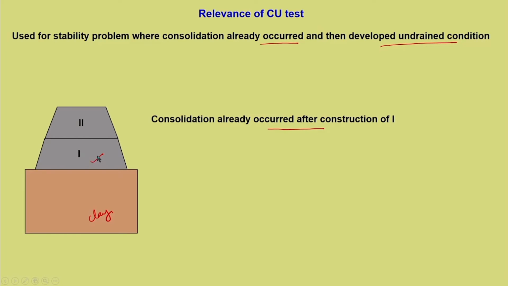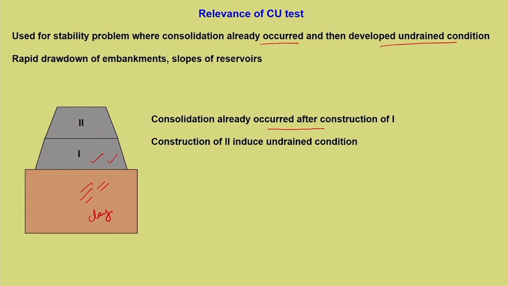The entire height of the embankment is not constructed in one go. First, this part is constructed and it was left for some time before the second part got constructed. So, this particular clay would have undergone some amount of consolidation. Maybe it might have undergone a complete consolidation depending upon the clay properties. Then comes the construction of 2, and this construction of 2 induces again an undrained condition, provided the clay is saturated. Now, this is a typical case of CU condition.